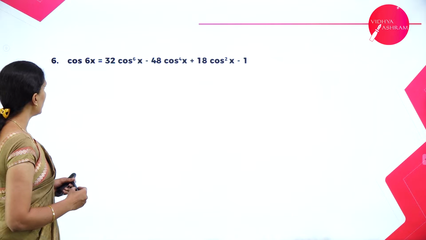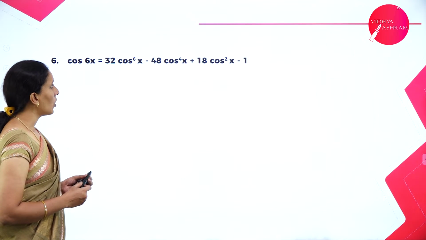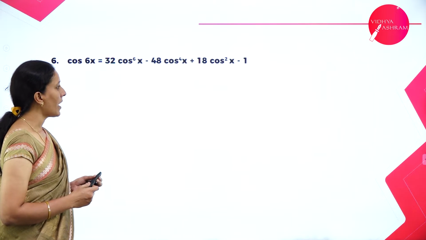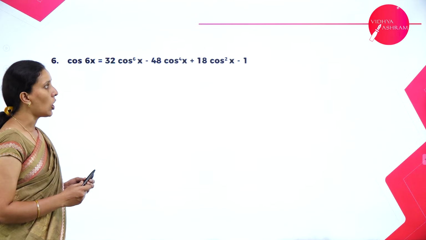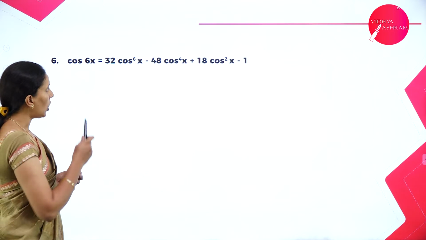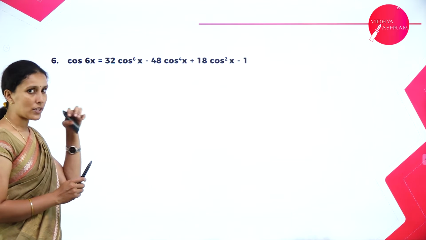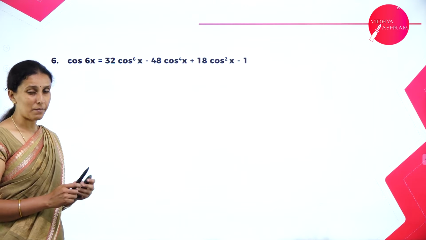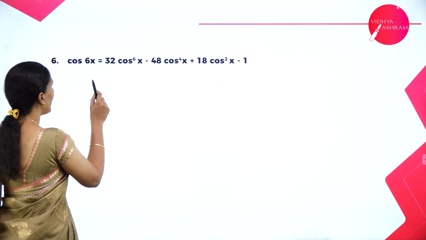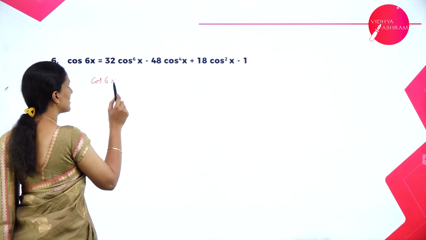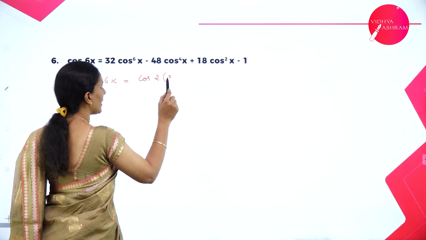Next, we have here cos 6x is equal to 32 cos power 6x minus 48 cos power 4x plus 18 cos square x minus 1. All the terms on the right hand side are in cos. So when you get any other term like sin or tan, just convert it into cos only. Now I will take cos 6x as cos 2 into 3x.